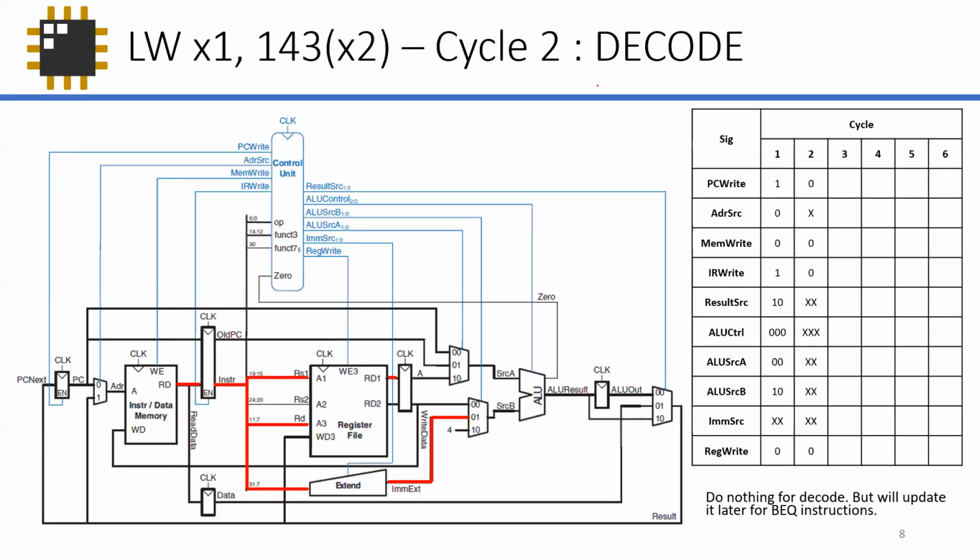So the second cycle is to decode. As you notice here, I did not put any highlights. Why? Because if you remember last time during the decode state, the job of the multi-cycle processor is just to hold the value here and then use that cycle just to load the data from the register file into the intermediate register over here.